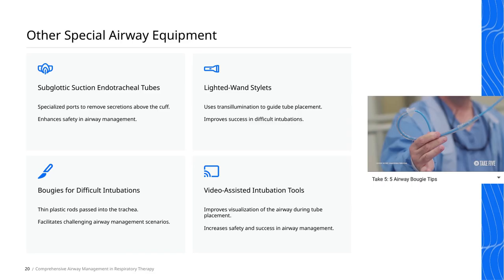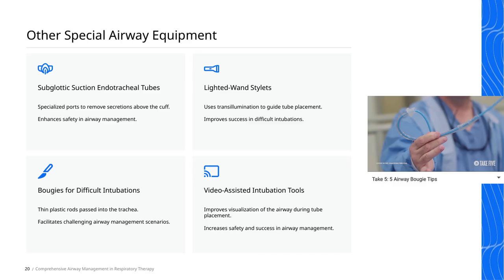Next, there are bougies, which are used for difficult intubations. They utilize transillumination to help guide the tube into the trachea. This technique significantly improves our success rate when dealing with tricky airways. Then, we have lighted wand stylets. These are specialized devices that help us visualize the airway during intubation by providing illumination from within the tube. Their use enhances safety by making the tube placement more accurate.